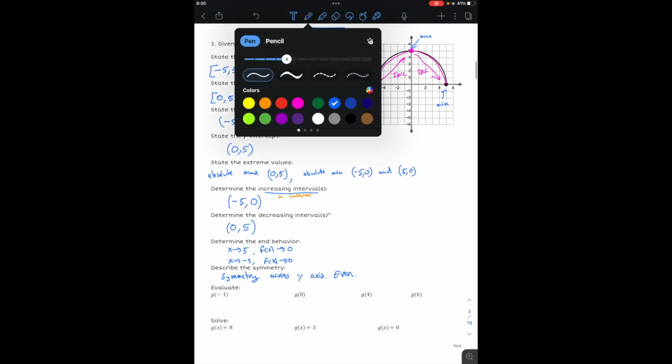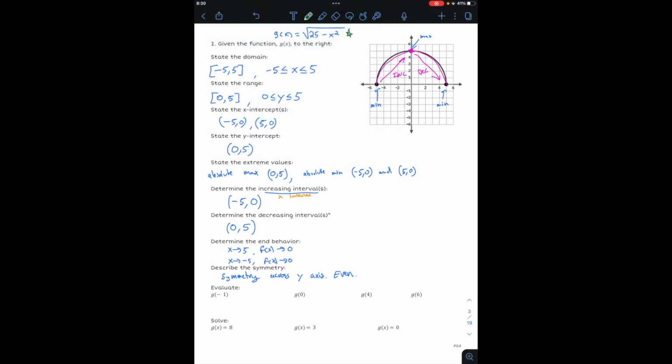So g of -1. I've got this function up here, but let's just use our graph anyways. So g of -1, well, that's going to give us something a little bit less than 5. Call it 4.9. If we actually plugged in -1, we would get the square root of 24, which I'm just going to cheat and put in a calculator, which is 4.8989, blah, blah, blah. So 4.9 is a pretty good estimate. So we're going to say 4.9.